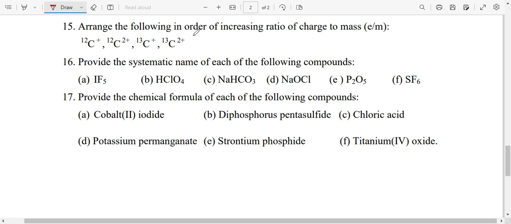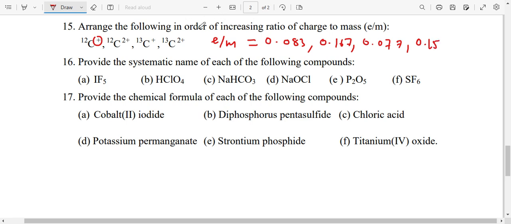Arrange the following in order of increasing ratio of charge to mass. So here it is the ratio of charge to mass instead of mass to charge, e over m. The charge is positive 1, the mass is 12, so that will be 1 divided by 12, which is about 0.083. Then the next one, the charge is 2, the mass is 12, so 2 divided by 12 is 0.167. The next, the charge is 1, the mass is 13, that gives us 0.077. The next, the charge is 2, the mass is 13, that gives us 0.15.